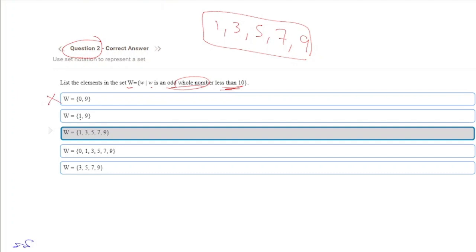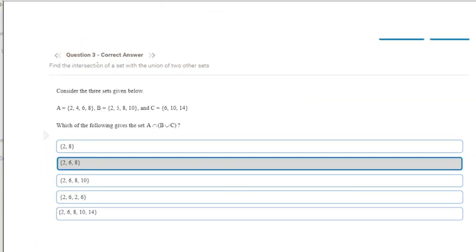W equal to 1 and 9. There are missing numbers here also. W equal to 1, 3, 5, 7, 9, and these are the odd numbers, which is the right answer. And W equal to 0, 1, 3, 5, 7, 9. 0 is not an odd number, so this is the wrong answer. And W equal to 3, 5, 7, 9. 1 is missing here, so this is the wrong answer.